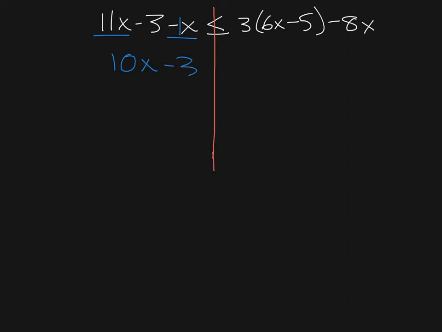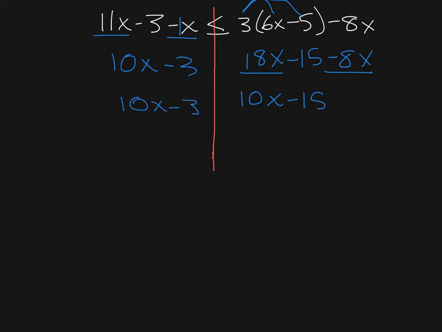On the right side, I want to distribute this 3. That's going to give me 18x. 3 times negative 5 is negative 15. And then I have minus 8x. Okay? And I'm going to need to combine like terms here. 18x and negative 8x gives me 10x minus 15. Now over here I have 10x minus 3. And nothing has happened to our inequality yet.